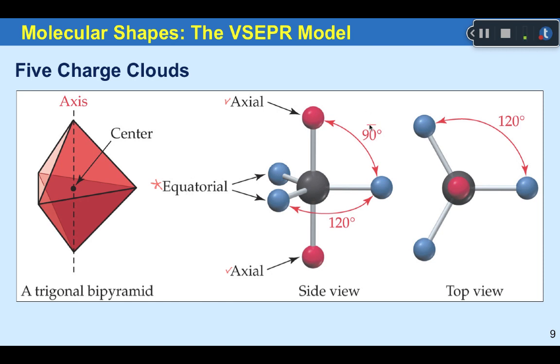So red to blue is a 90-degree angle, and blue to blue is a 120-degree angle. If you put all that together, we call that a trigonal bipyramid. In other words, if you put two triangular pyramids together, face to face on the triangular side, that's what you get here, and the blue atoms become the corners of the triangles.